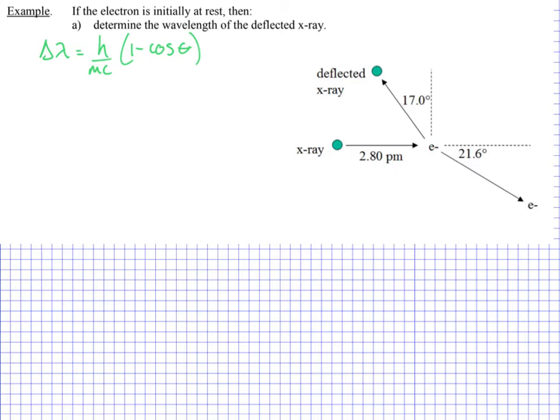Really important to note that the angle we use is this one here, the whole thing. Of course, there's a 90 degrees in here, so the theta that we're going to need in our calculation is going to be 17 plus the 90 plus the 21.6. We need to make sure we keep track of that, and that's what we need to use.